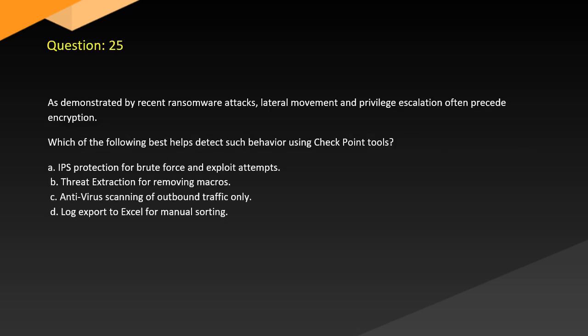Question 25. As demonstrated by recent ransomware attacks, lateral movement and privilege escalation often precede encryption. Which of the following best helps detect such behavior using Checkpoint tools? A. IPS protection for brute force and exploit attempts. B. Threat extraction for removing macros. C. Antivirus scanning of outbound traffic only. D. Log export to Excel for manual sorting.